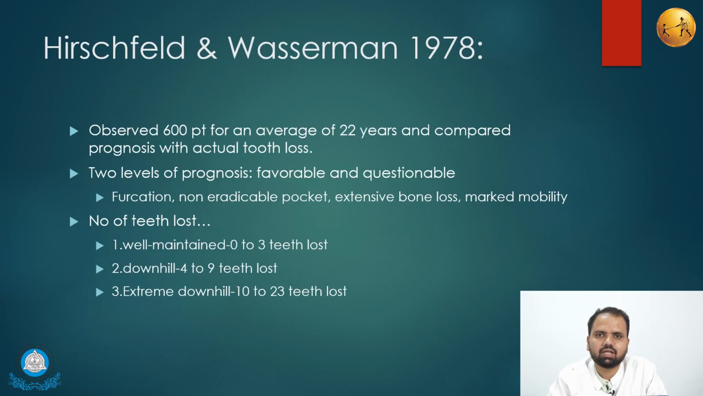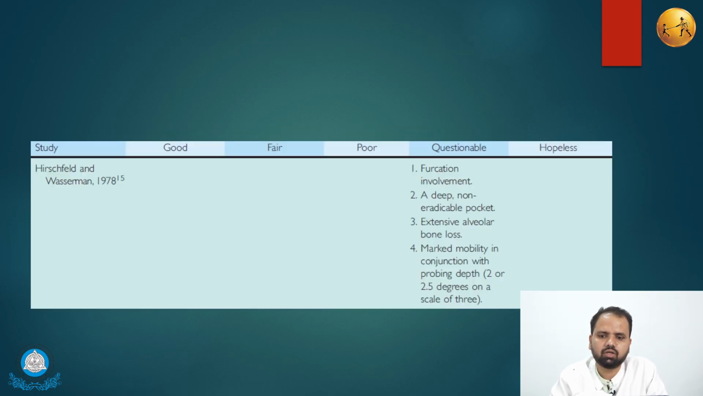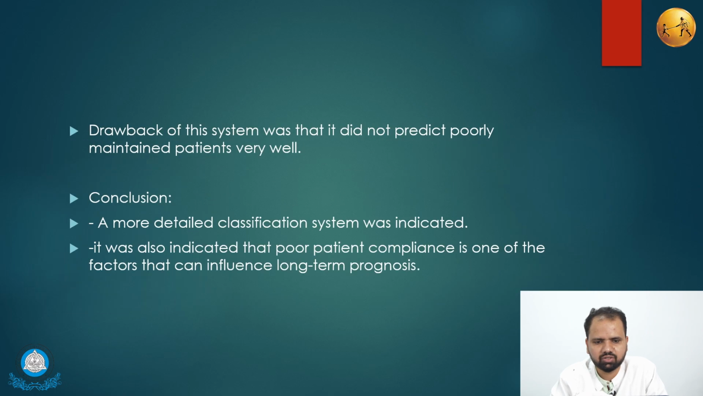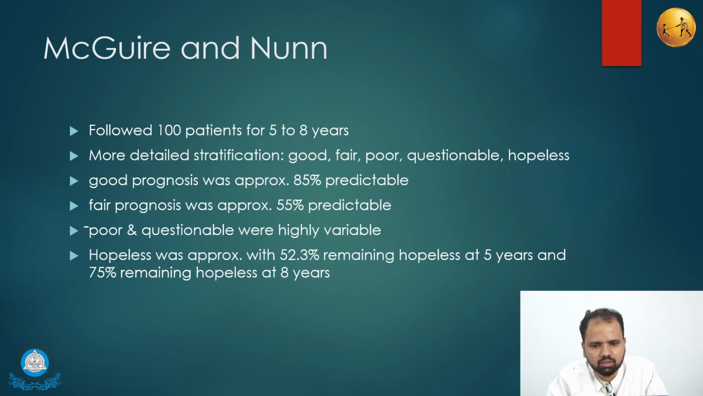There have been many classifications given by different authors, but to be concise, the one which we routinely follow and which has more clinical applications is the classification given by Maguire and Nunn. Maguire and Nunn followed up 100 patients for around 5 to 8 years. They gave a more detailed stratification of the prognosis depending upon good, fair, poor, questionable and hopeless.